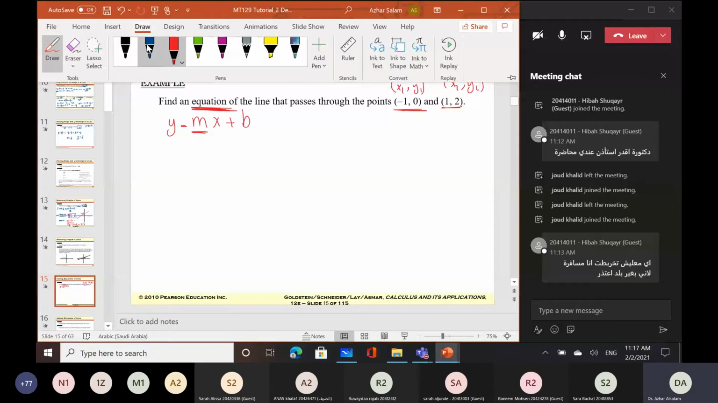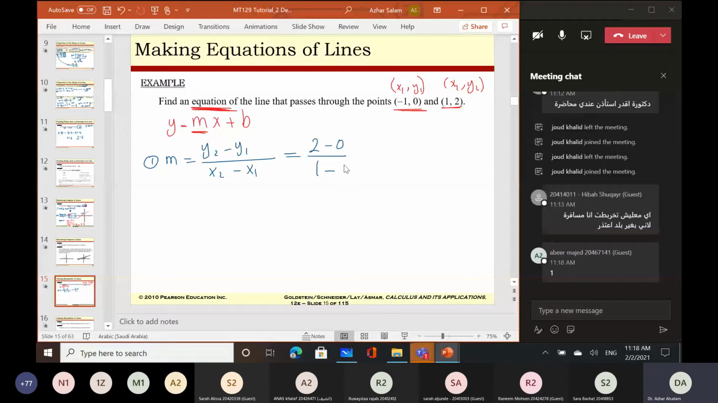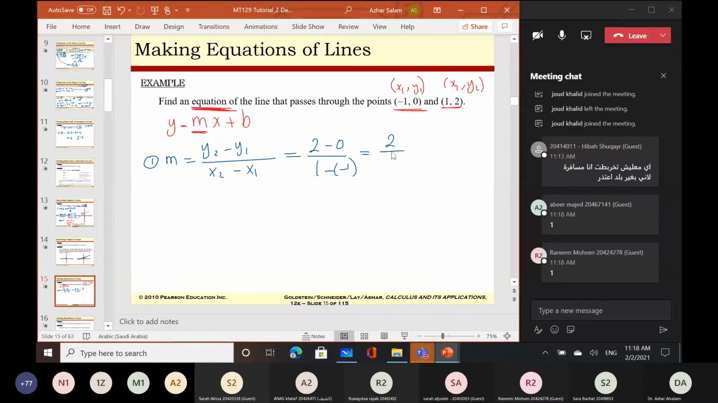I have first to find m, which is y2 minus y1 divided by x2 minus x1, change in y divided by change in x. This is y2, which is 2, minus y1, 0, divided by x2, 1, minus x1, which is -1. So 1 minus -1 equals 2 over 2. Yes, it's 1. This is the slope.